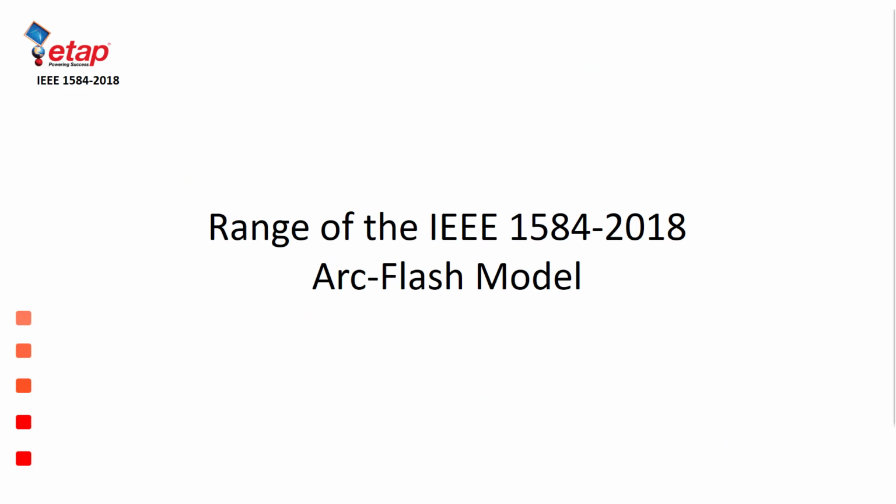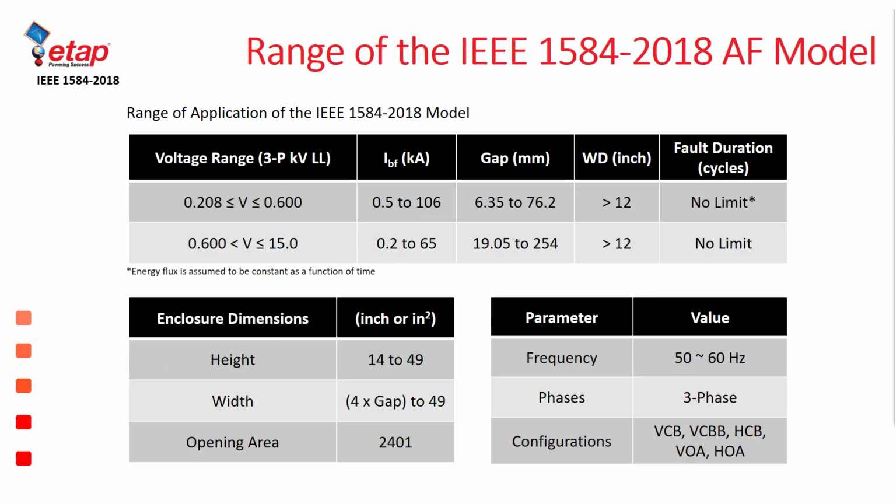Now, we can talk a little bit about the range of the IEEE 1584-2002 model, which is the result of the last stage of the model development and validation process. The final range of the model is summarized in these tables. The model significantly increased the gap length from 152 millimeters maximum gap to 254. The model also handles new electric configurations, as we already mentioned at the beginning of the presentation.